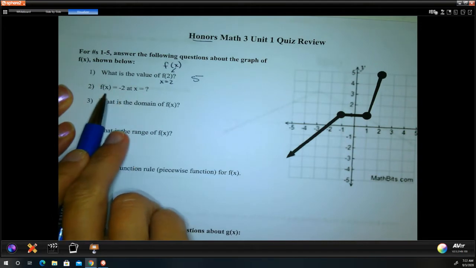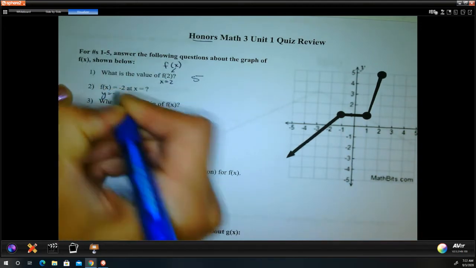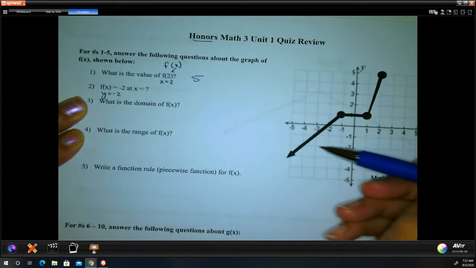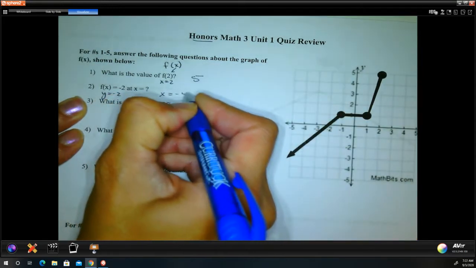Number 2, f of x equals negative 2. So now in our brains, we're thinking the y value at negative 2. So I'm going to go on the y, negative 2, and I'm going to look for my function, which is right here, would give me an x equals negative 4.